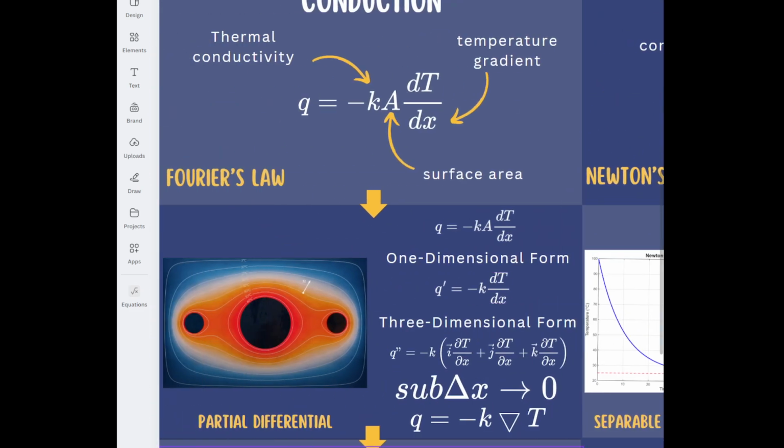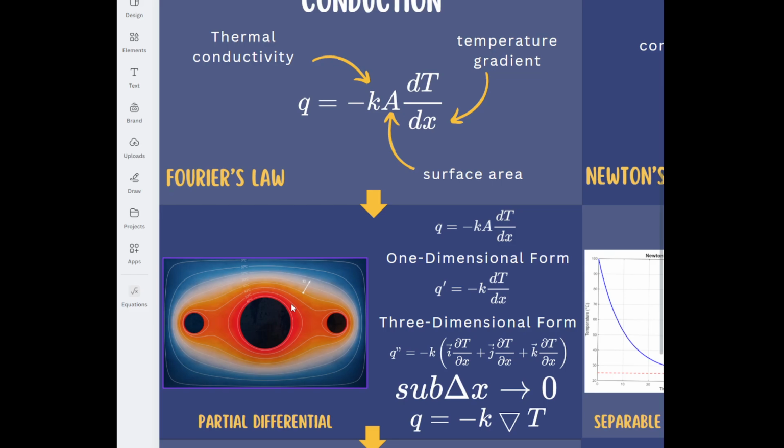Zooming in on conduction, we look at this diagram, which shows that no heat will flow along the isotherms. The isotherms are the lines of constant temperature in a two-dimensional space, or surfaces of constant temperature in a three-dimensional space. In isotropic materials, heat must always flow perpendicular to the isotherms, never touching the lines, due to the heat flux vector not being aligned with the isotherms.